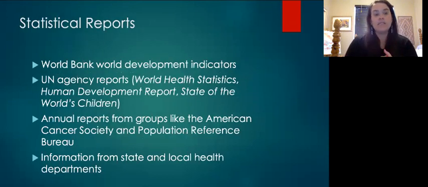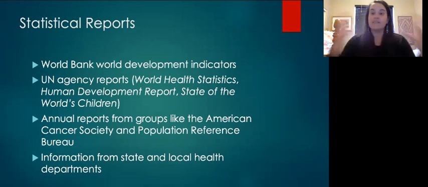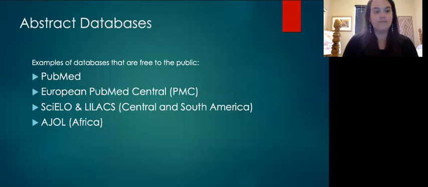There are also statistical reports like the World Bank, World Development Indicators, UN agency reports. So that includes the World Health Statistics, Human Development Reports, State of the World's Children. There's also annual reports from groups like the American Cancer Society, and information from state and local health departments. These are really helpful, again, to set the stage, but not necessarily part of that body of evidence.